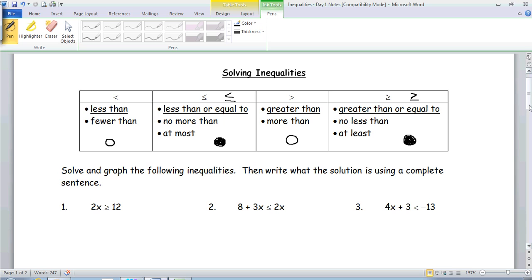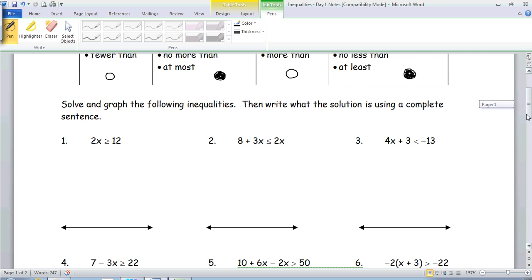Right now we're going to look at solving, and if you remember solving with an equal sign, this is almost the same. There are a couple of exceptions. On number one, I can draw my line just like I normally would. I don't have a constant, but I do have a coefficient, and when we have a coefficient, we divide by the coefficient. And I end up with x is greater than or equal to 6.